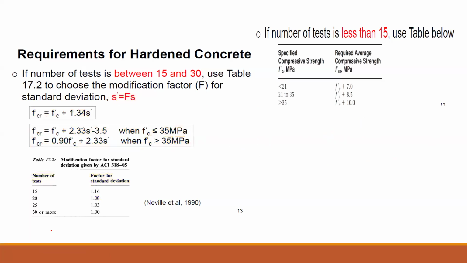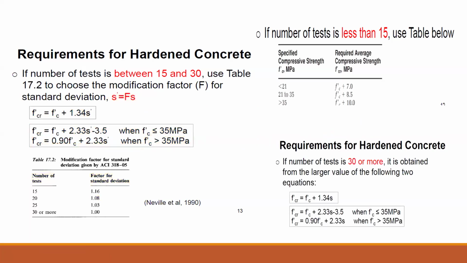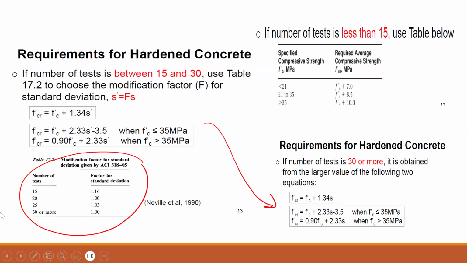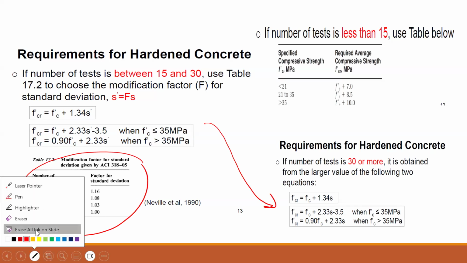And the third set of equations is for when the number of tests is more than 30. You have the same equation, but instead of S', here we are straight away substituting the standard deviation. You don't have a table like this to use a factor to multiply your standard deviation. Here, you just substitute the standard deviation. Does that make sense? Okay, now you should be able to do this question by yourself.